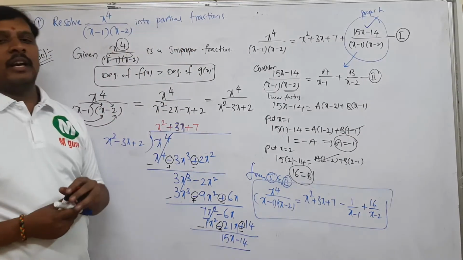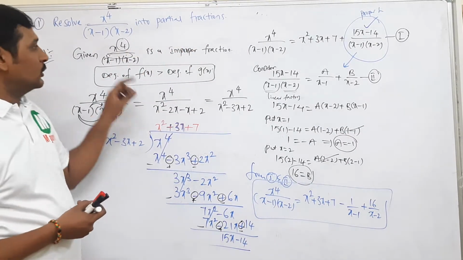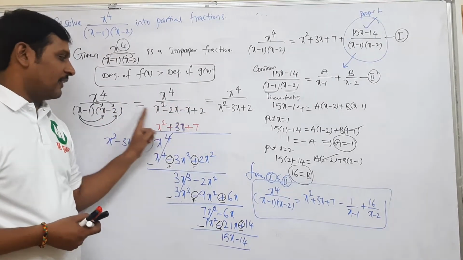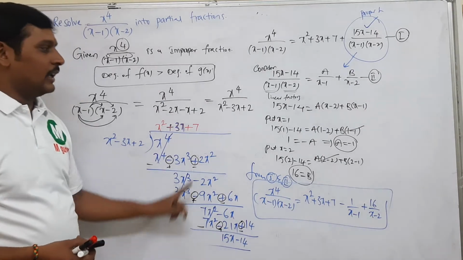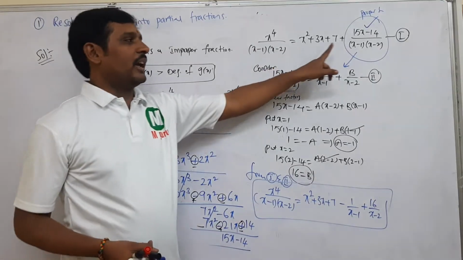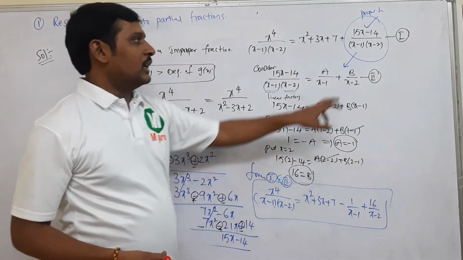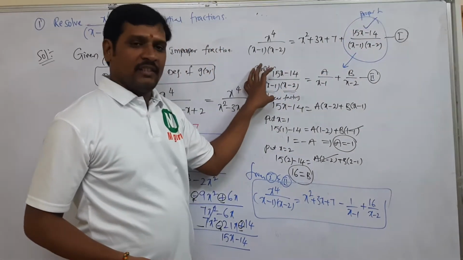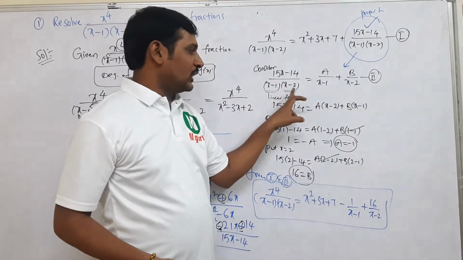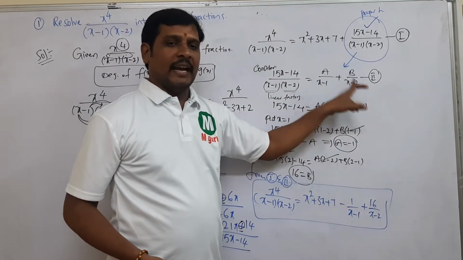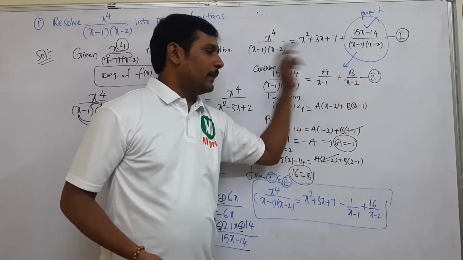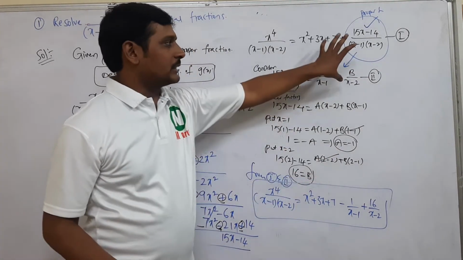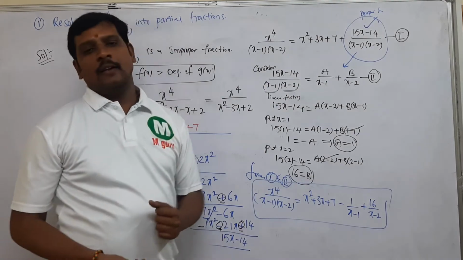We need to resolve into partial fractions. Because the numerator degree is more than the denominator, we have divided the given question. Then using the division algorithm, we have taken this. Then this goes as a proper fraction. We have considered this again by using rule number 1. We have solved it as A by x minus 1, B by x minus 2. By simplifying, we got the A, B values. Hence by 1 and 2, we got the final answer.